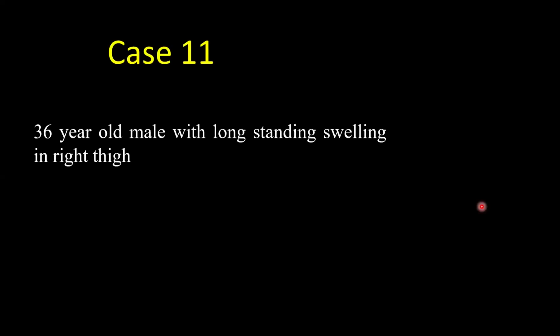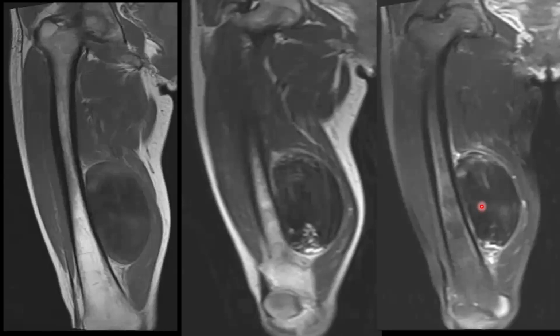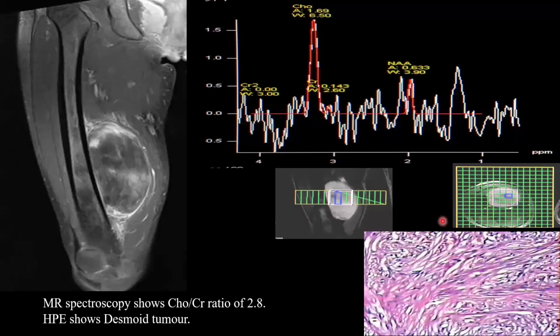So coming to case 11, a 36-year-old male patient. When you see T1 and T2 hypointense, we are dealing with a hypointense lesion which shows low signal on T1 as well as T2 weighted images. The bone is normal, there is no bone involvement, with minimal peripheral enhancement on the post-contrast MR images.